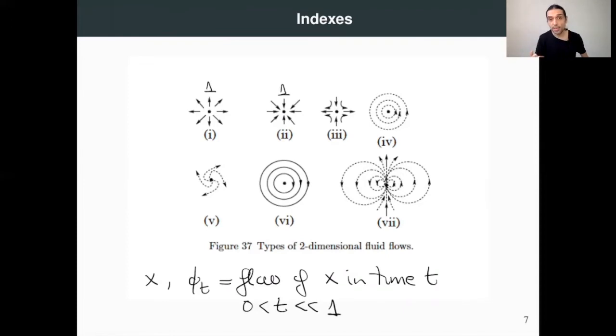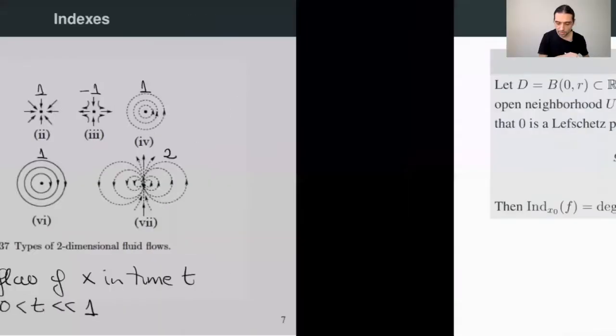The fixed point index here is going to be also equal to 1. Here it's going to be -1. Here it's 1, 1, 1, and here it's going to be 2. Okay, so we see that it looks like there is a connection between the index for a vector field at a singular point and the fixed point index for a self-map at a fixed point. And we are going to explore this connection later on.